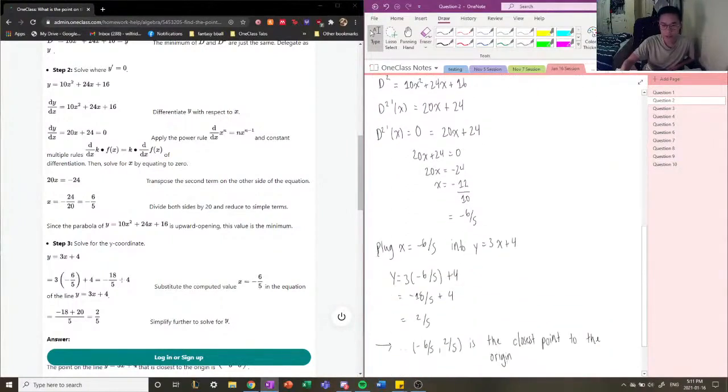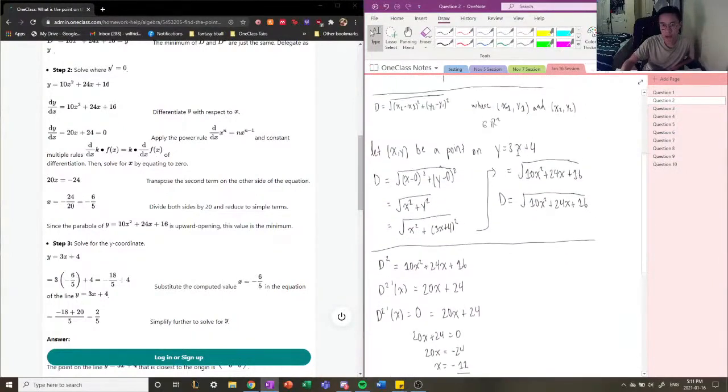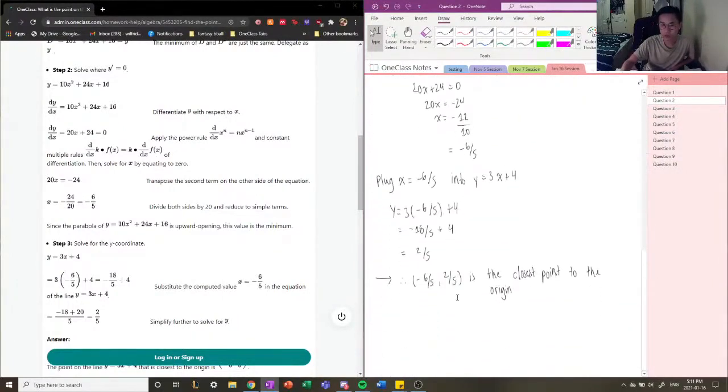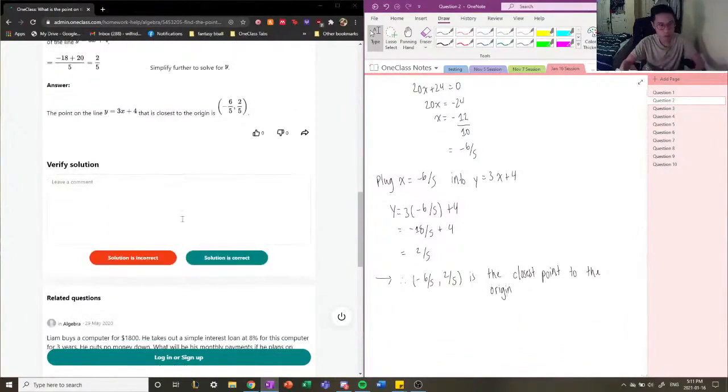Okay, and once I found the x coordinate, I just plugged it back into our line equation, and we found the y coordinate. And by doing so, we have identified the closest point to the origin. So the solution is correct.